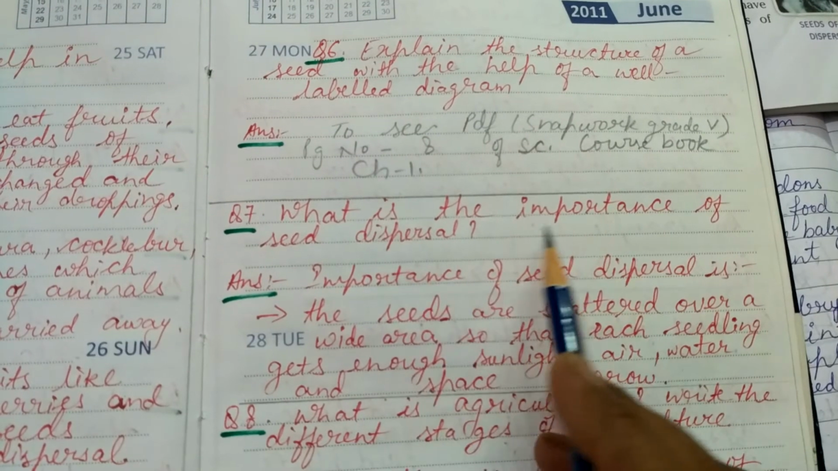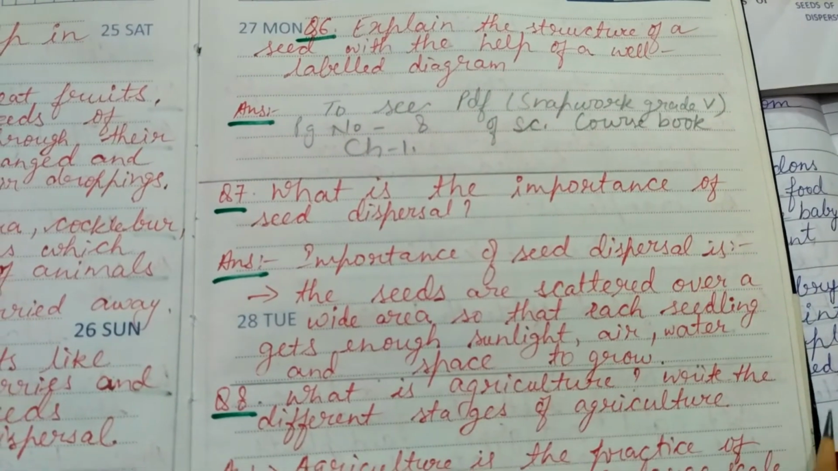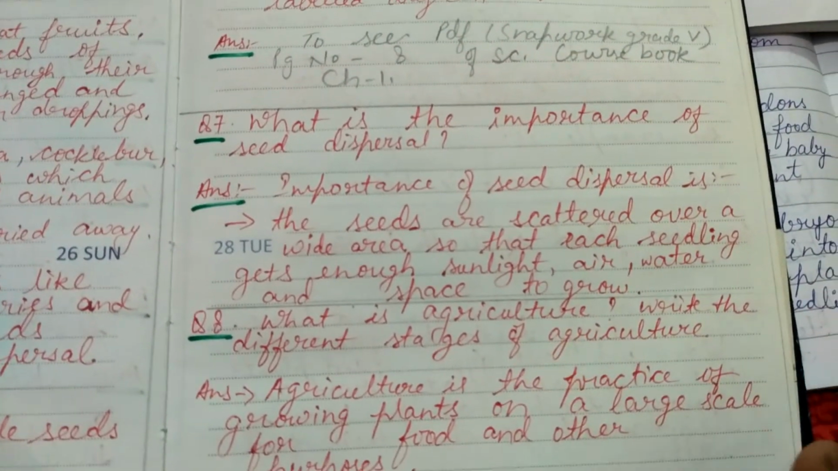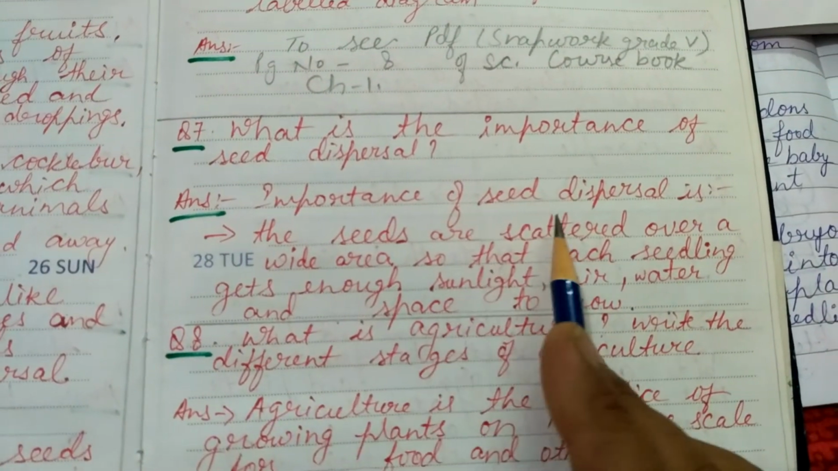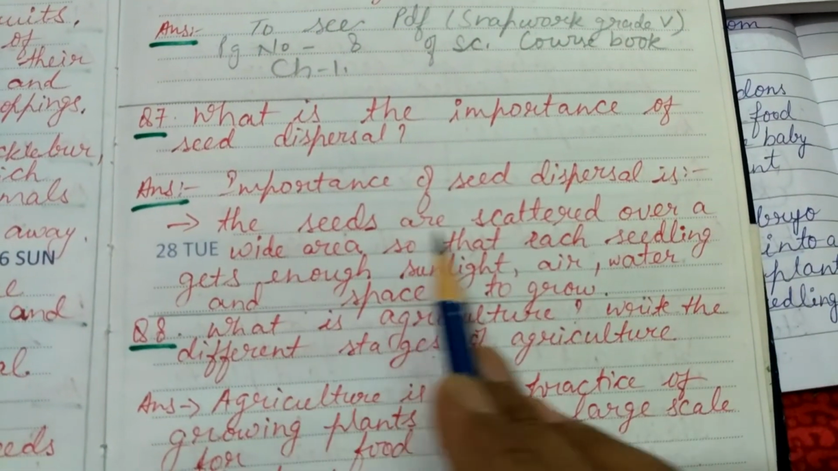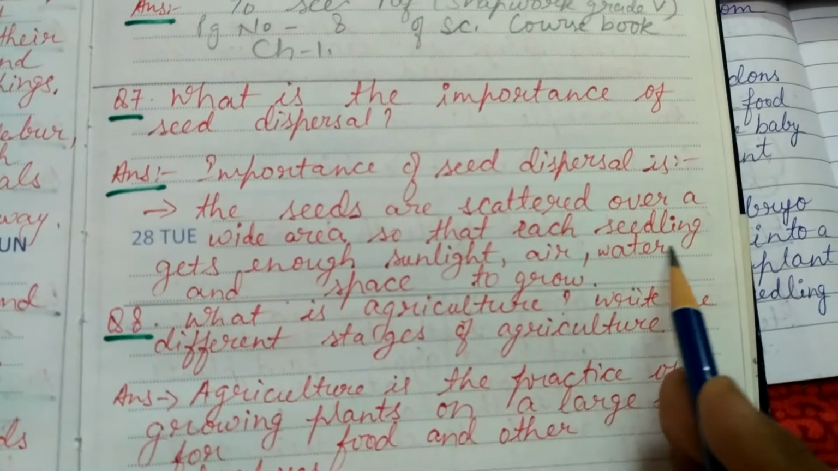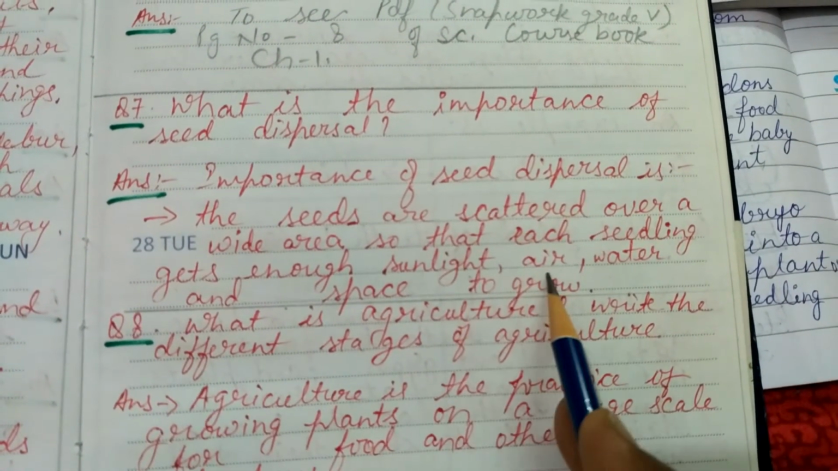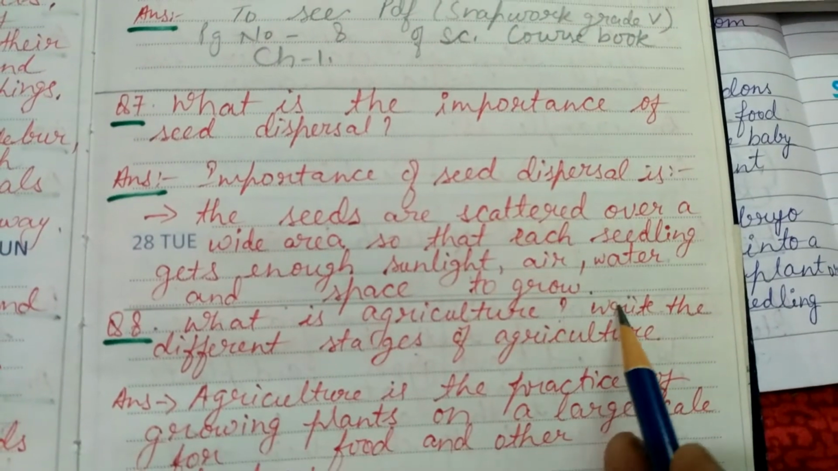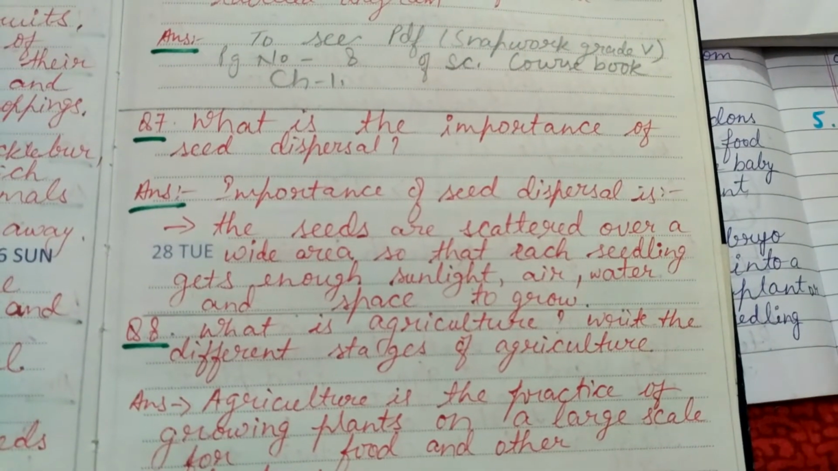Next, what is the importance of seed dispersal? Now we have to explain what is the importance of seed dispersal. The importance of seed dispersal is that the seeds are scattered over a wide area so that each seedling gets enough sunlight, air, water and space to grow. Yes, that's what the importance of seed dispersal is.